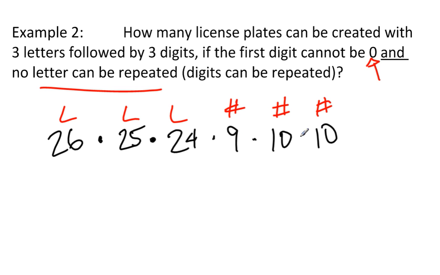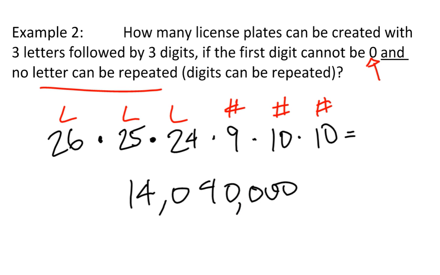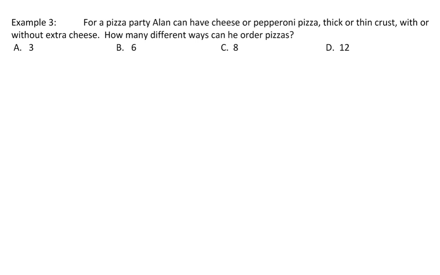So again, we're just going to multiply all those out, and this time we end up with only 14 million different combinations. So just that kind of minor little change, no repeats here, no 0 here, and we're starting to lose millions of different license plate combinations. And I'm sure you're just really intrigued by that. It's like, wow, this is fascinating.